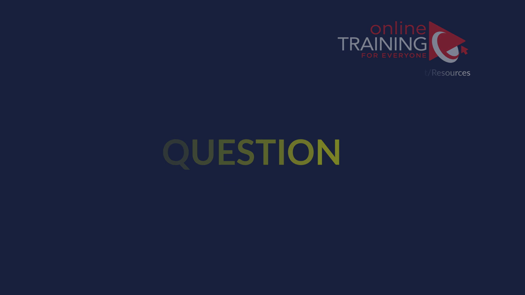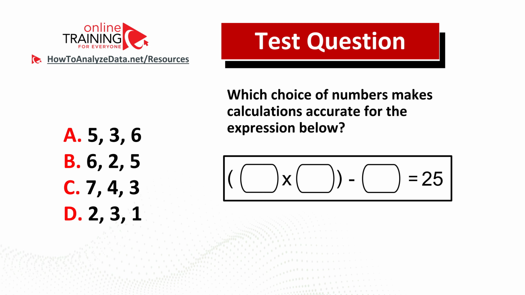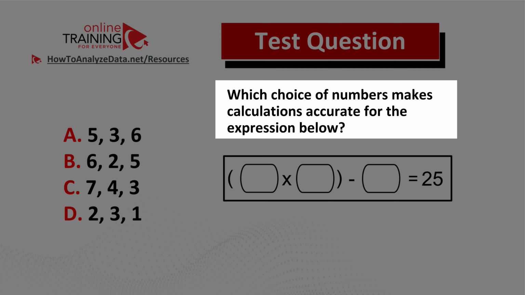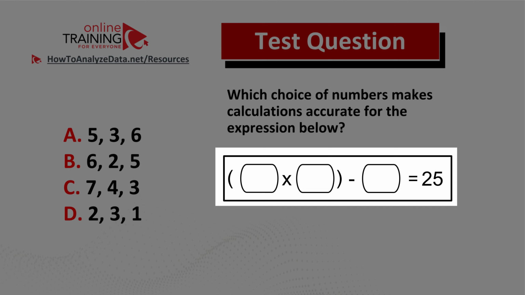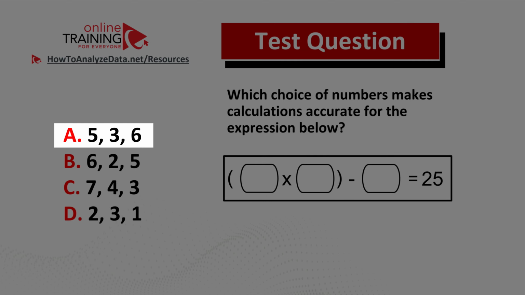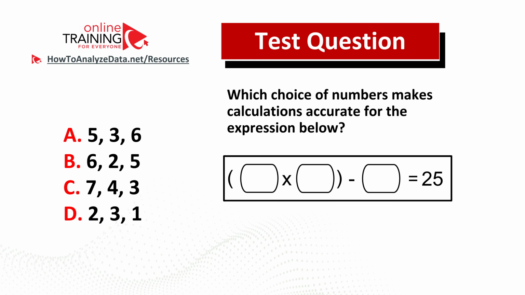Here is an interesting question, which tests your knowledge and ability to do mental calculations. Which choice of numbers makes the calculation accurate for the expression below? You are presented with an expression: 2 items in parentheses multiplied, and after that you need to subtract a third number, and the result will be equal to 25. You have 4 different choices: choice A 536, choice B 625, choice C 743, and choice D 231. You cannot use a calculator to solve this challenge.